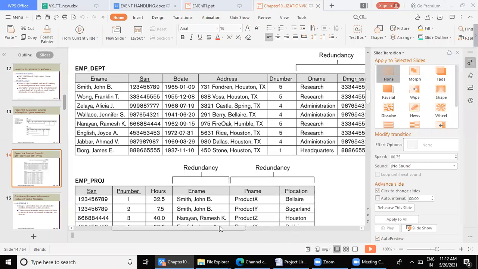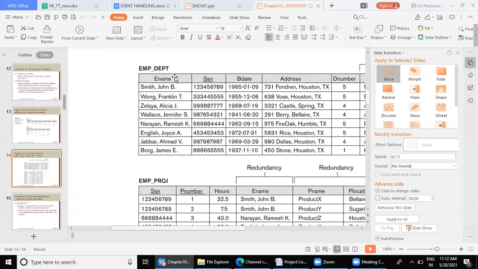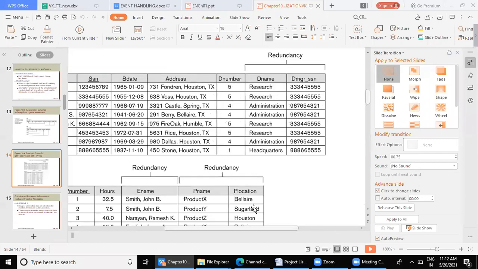Then what will you do? You will do a similar kind of structure. You will create a table with each of these column headings like employee name, SSN number, birth date, address, department number, then department name, and then manager SSN. So when you create such a table, can you find any problem here?